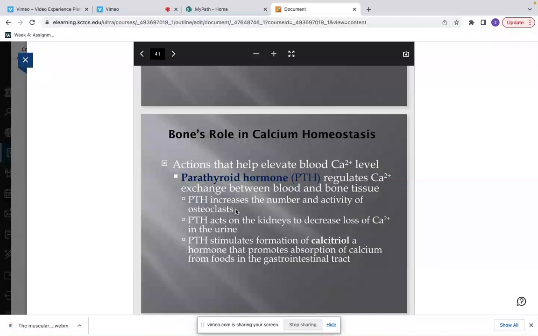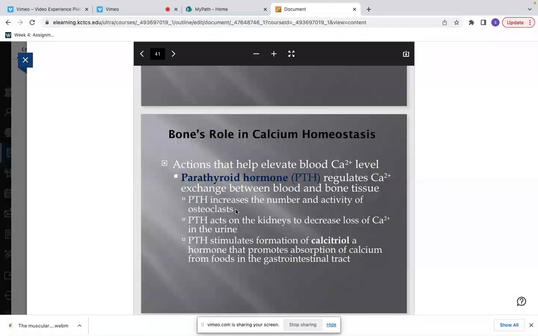It acts on the kidneys to decrease the loss of calcium, but I want you to know about it increasing osteoclast activity, and it also works to stimulate the formation of calcitriol, right? Calcitriol is a hormone that promotes absorption of calcium from foods in the gastrointestinal tract. So I told you that vitamin D was responsible for absorbing calcium in the GI tract, right? The activated form of vitamin D is called calcitriol. So PTH, parathyroid hormone, activates calcitriol to promote absorption of calcium in the gut.